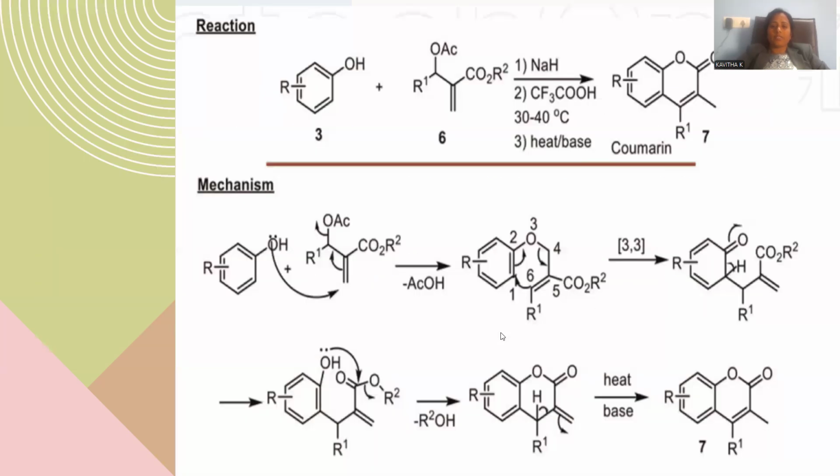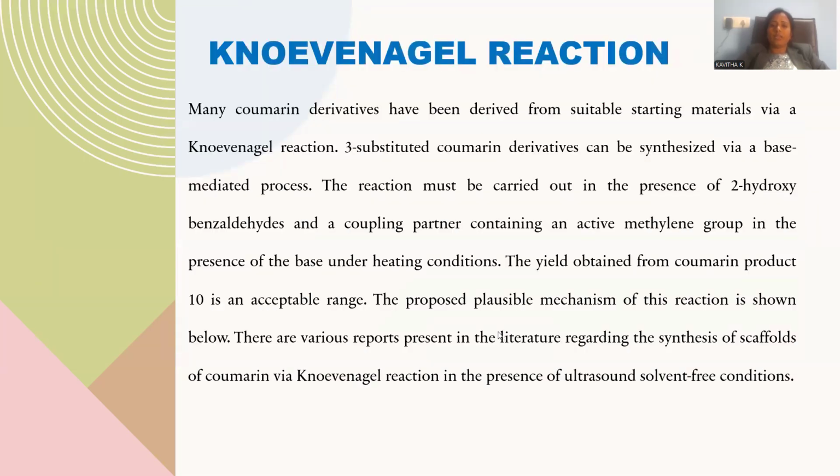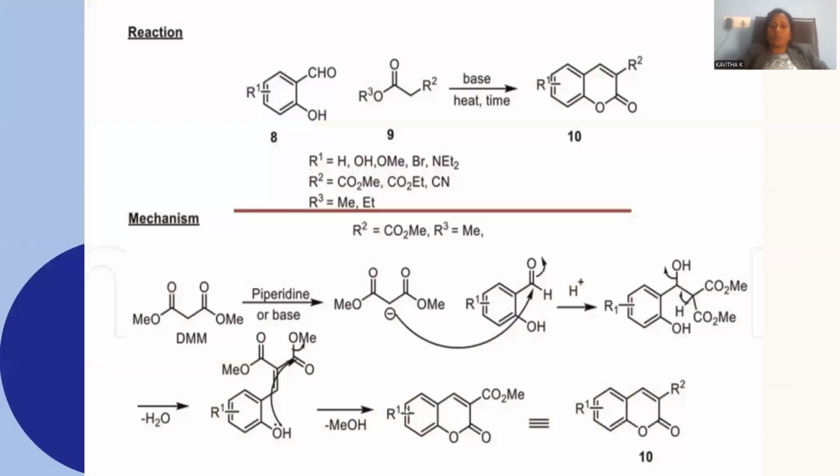So it is said to be a Claisen rearrangement process. The most familiar kind of coumarin synthesis is the Knoevenagel condensation. Many coumarin derivatives have been derived successfully from suitable starting materials by the Knoevenagel condensation process. 3-substituted coumarin derivatives can be synthesized by this base mediated process, right? The reaction must be carried out with a 2-hydroxybenzaldehyde and a coupling partner containing an active methylene group in the presence of base under heating conditions. The yield obtained for this coumarin product is in an acceptable range. The possible mechanism is also provided.